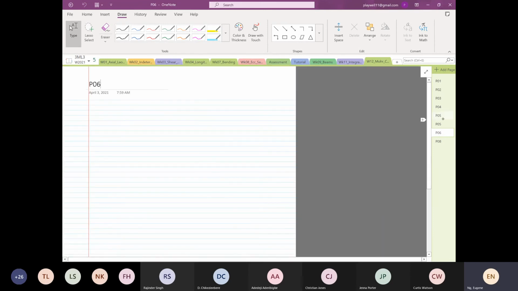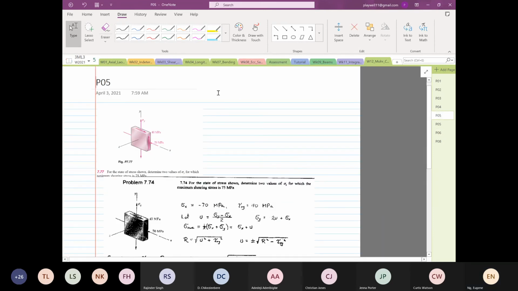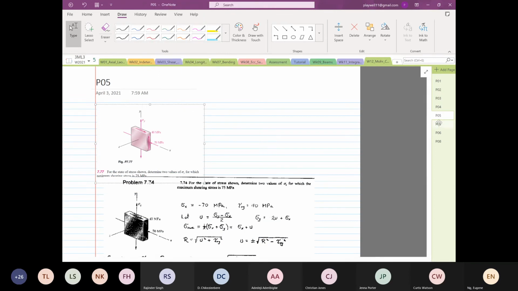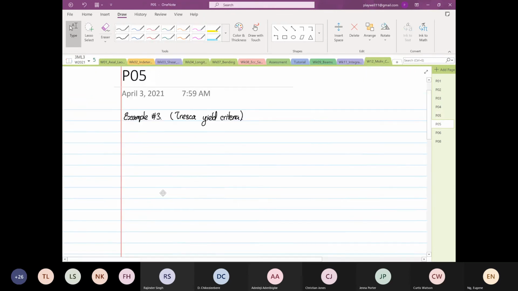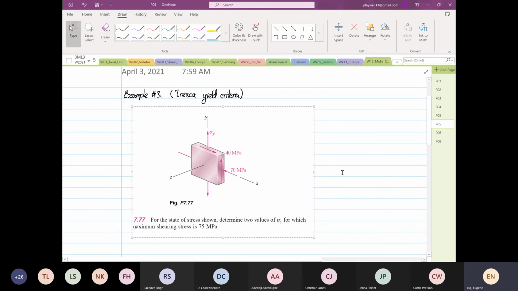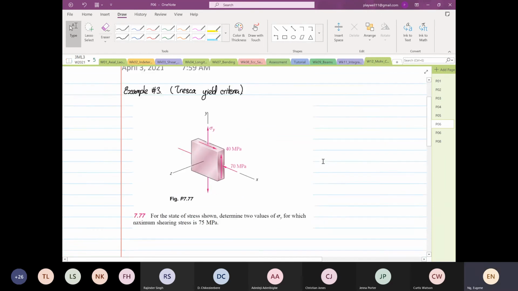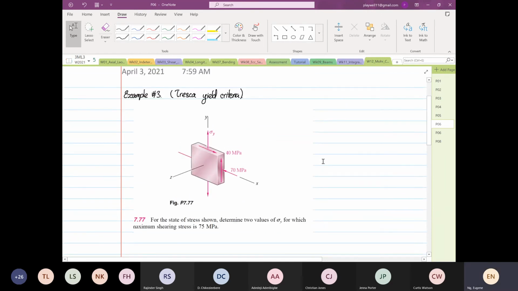Hey, where's the question now? A harmless question like this, but it's very harmful in a lot of ways. The question is so straightforward. For the state of stress shown, determine the two values of stress Y for which the maximum shearing stress is 75 megapascal.